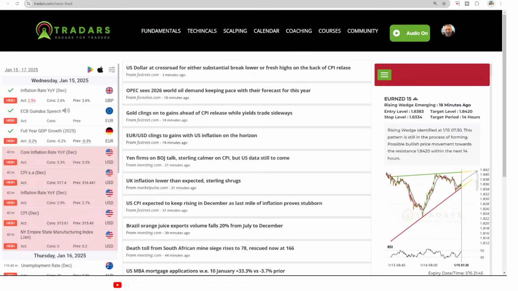Euro-US dollar clings on the horizon. UK inflation lower than expected. Sterling shrugs. U.S. CPI expected to keep rising in December as last mile of inflation proves stubborn.